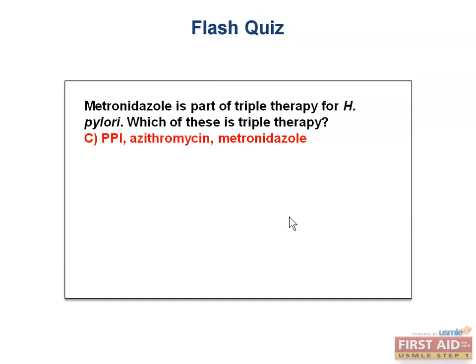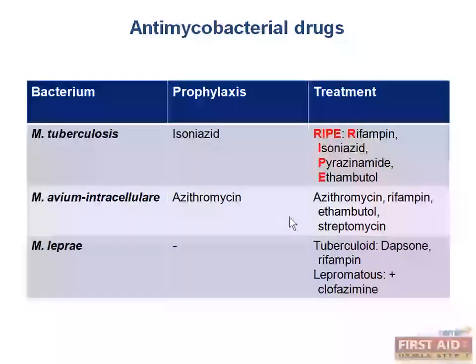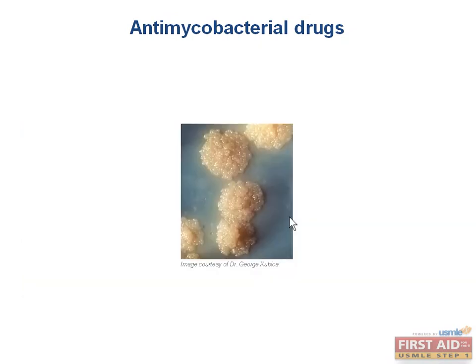We're done with the antibiotics used to treat bacterial infections. We're now going to move on to antimycobacterial drugs, those used to treat infections such as TB. So, let's go through the three organisms which are targeted by antimycobacterial drugs, namely M. tuberculosis, Mycobacterium avium intracellulare, and Mycobacterium leprae. Let's start with Mycobacterium tuberculosis. M. tuberculosis colonies are shown in this image.